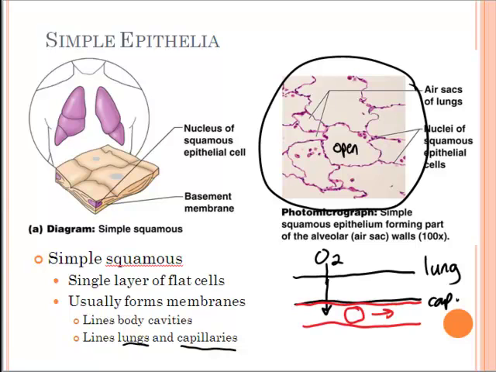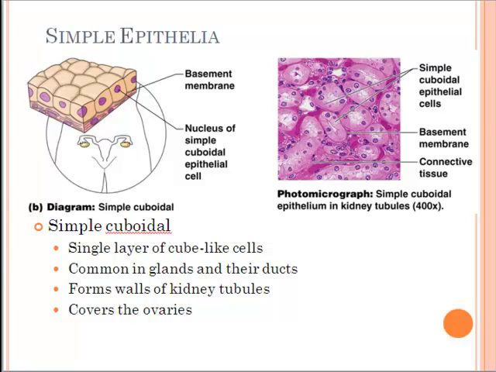Okay, let's look at the next type. The next type of epithelial is simple cuboidal. Simple meaning a single layer, cuboidal meaning cube-shaped. So we're talking about the shape here. So where are these found? These are found in glands and their ducts, and you can see them here.